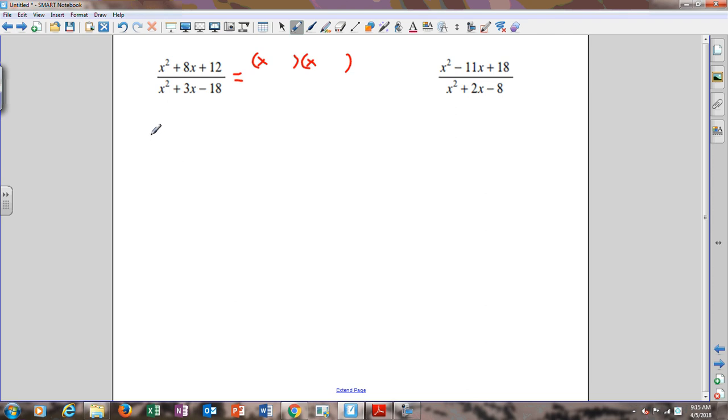So I list out my factors. There's a 1 and 12. 1 plus 12 is 13 though, so I know that's not it. There's 2 and 6. 2 plus 6 is 8, so that's the right answer. X plus 2 and x plus 6. Now because this was a plus and this is a plus, you know that these are going to be plus and plus.